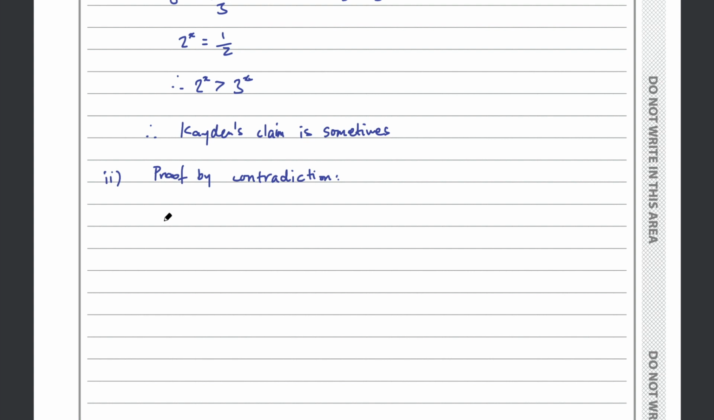So we can start by saying let root 3 equal a over b. If root 3 is a rational number, then it must equal some fraction where a and b are integers, right? So that's the definition of a rational number. It can be written as a fraction. So then we can say therefore 3 equals a squared over b squared. So I just squared both sides. So therefore then a squared would equal 3b squared. So I just multiplied the left-hand side by b squared.